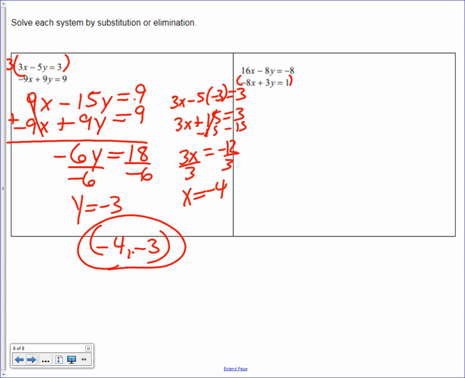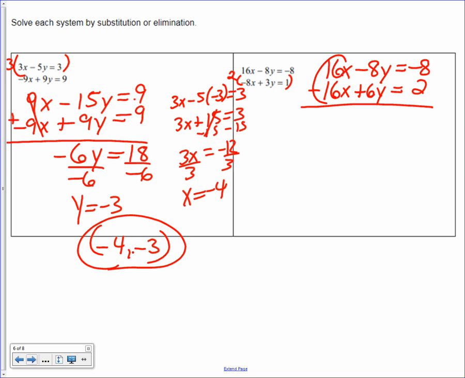The second one, I'm going to multiply the bottom by 2. So I get 16x minus 8y equals -8, and -16x plus 6y equals 2. These cancel. I get 0. I get -2y equals -6. So I'm going to end up with y equals 3.